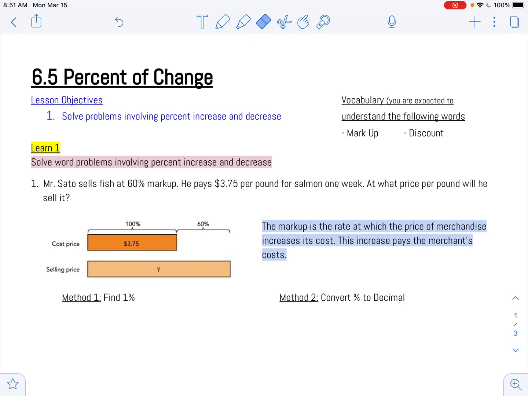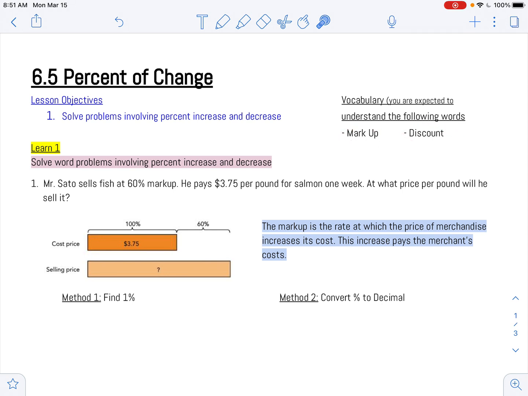6.5 is all about percent of change, so we're going to continue our understanding with percents, looking at more word problems in real life examples, specifically focusing on percent increase and percent decrease. We have two vocab words talking about markup and discount.